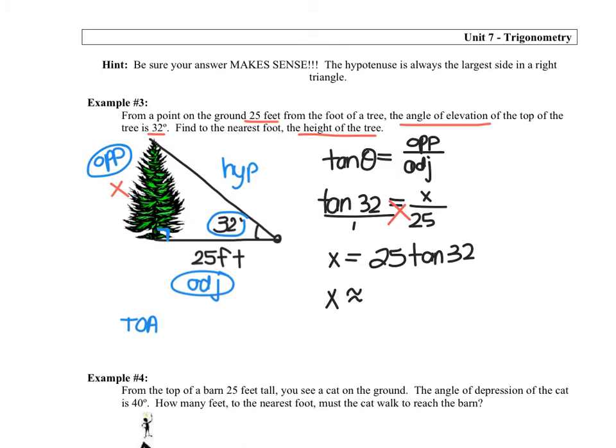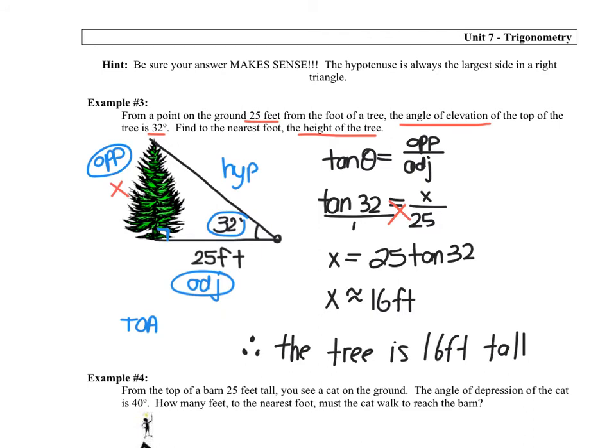And now we're going to round our answer to the nearest foot. So in my calculator, I'm going to do 25 times tan 32, and I get approximately 15.6, so I'm going to round that up to 16 feet. And because this is a word problem, I'm going to write my therefore statement. Therefore, the tree is 16 feet tall. Okay, so take the key information, create a right triangle, label it based on the information given, and then solve for the sides like we did in the previous two examples. Let's try one more.